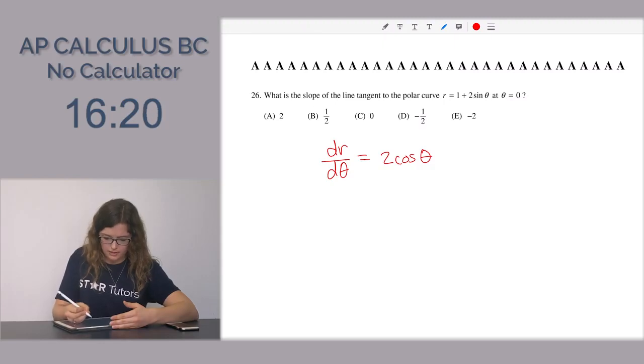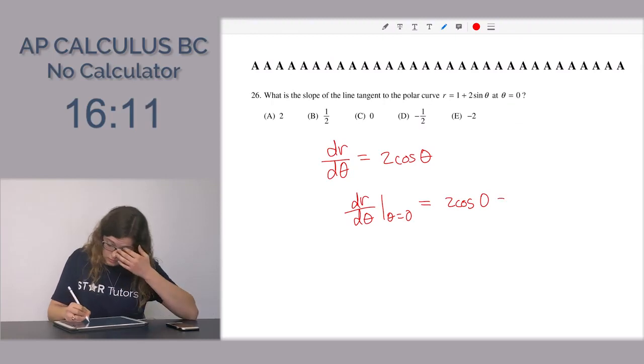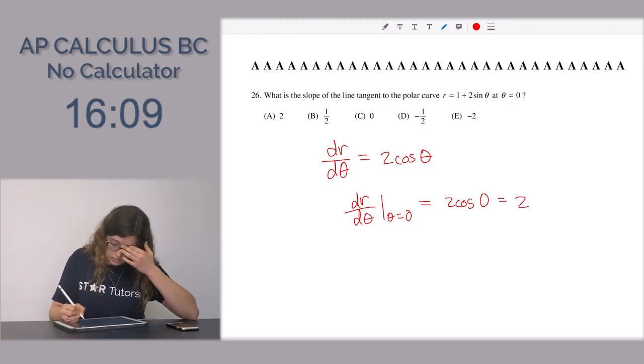And I'm plugging in theta equals 0. I get 2 times cosine of 0. Cosine of 0 is just 1, so this is 2. So the slope of the line tangent is 2.